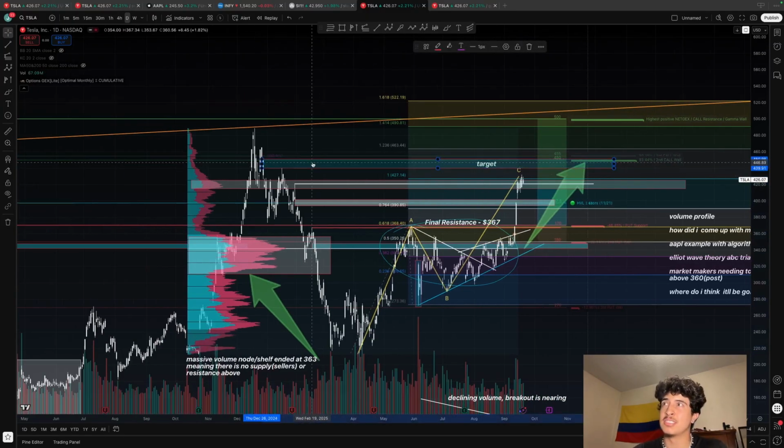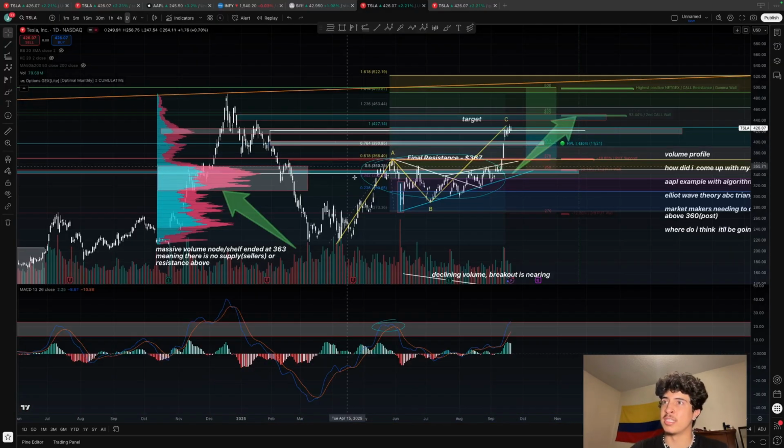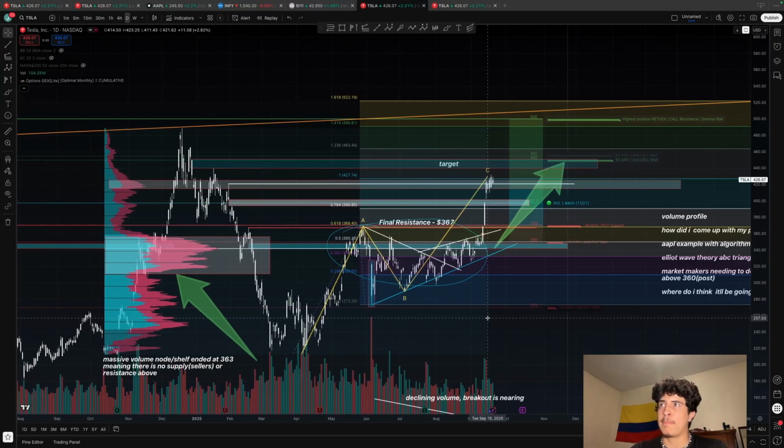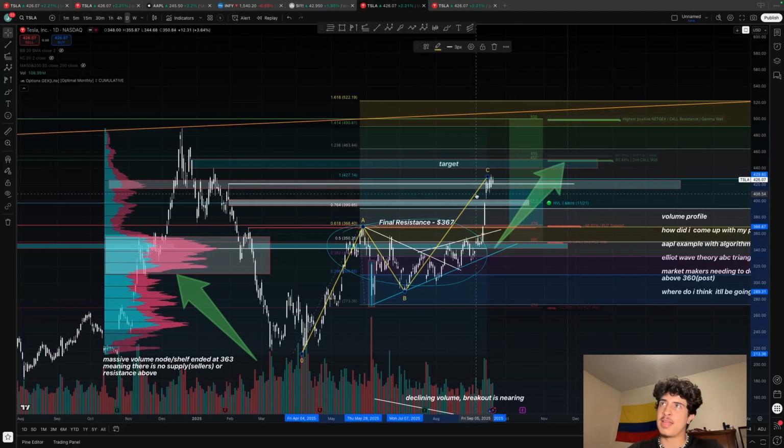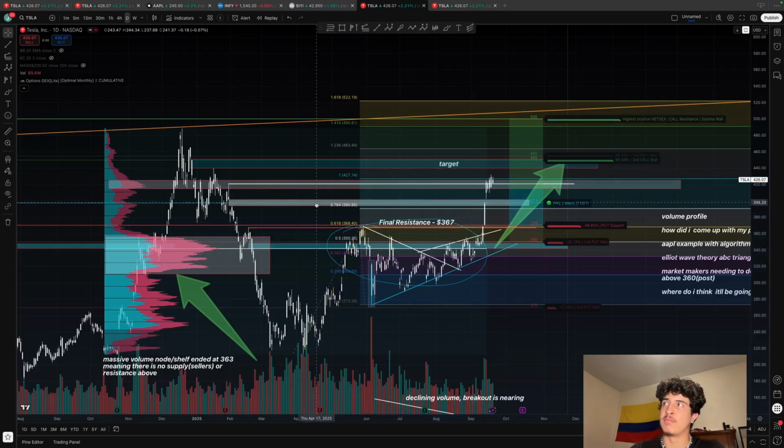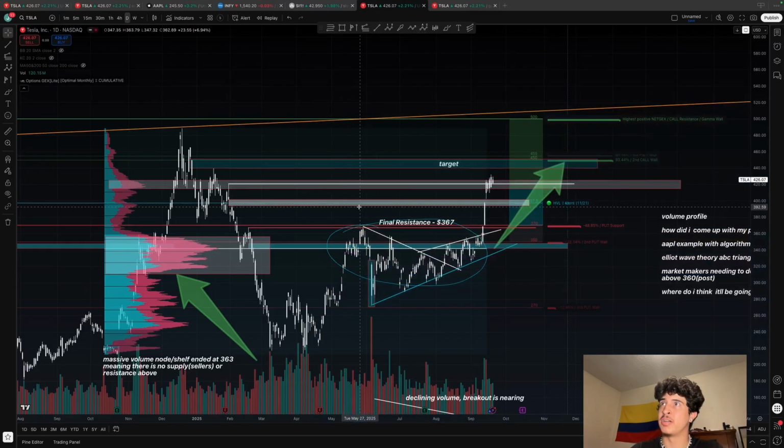I still think there's a chance of 440 to 450. I'm not betting on it, but it's a possibility. You have a price imbalance there, so that remains a target until some other factors. So that was how I arrived at this main target of 420. I closed my positions there, and now I'm waiting.